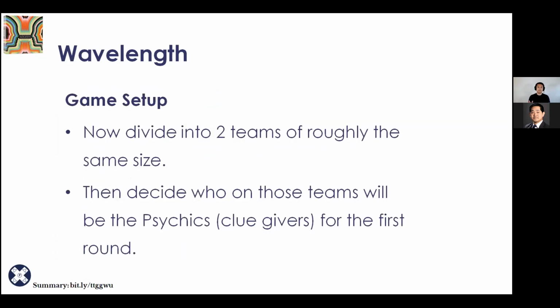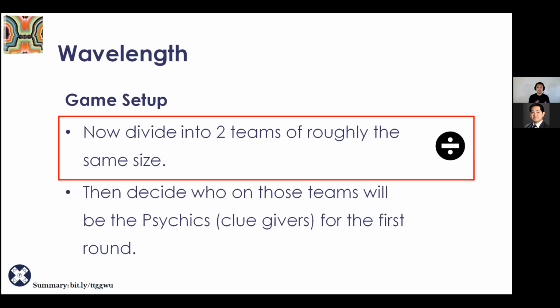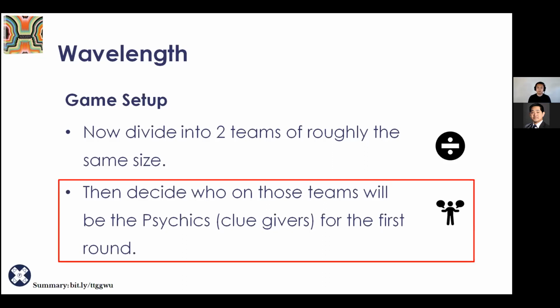So how do you set up this game? Again, I'm going to talk about the tabletop version and also the online version, which has very similar setup. You divide into two teams of roughly the same size. I can only speak from experience: I've only played Wavelength with an even number of players, and it tends to be best that way. And like Codenames, at least 4 players.